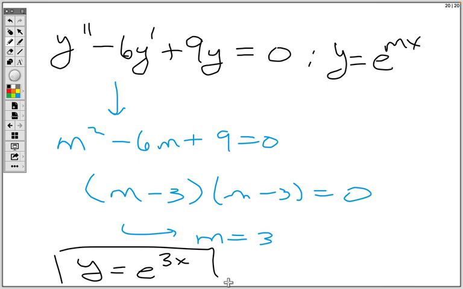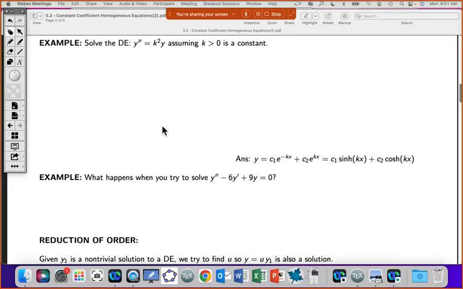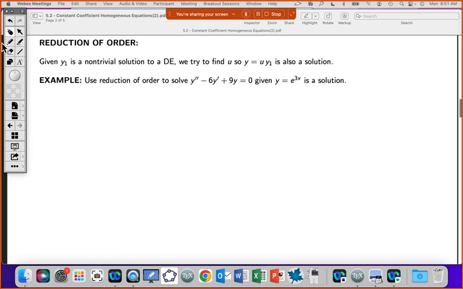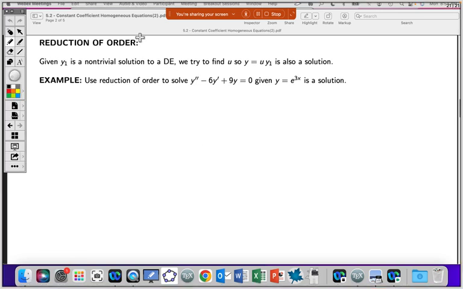Okay. So in order to figure out a second linearly independent solution, it has to be close to e to the 3x for this to work, but it has to be different enough. So we're going to make use of a technique called reduction of order. And we'll talk more about reduction of order I think the week before spring break. So not next week, but the week after. Here's reduction of order.